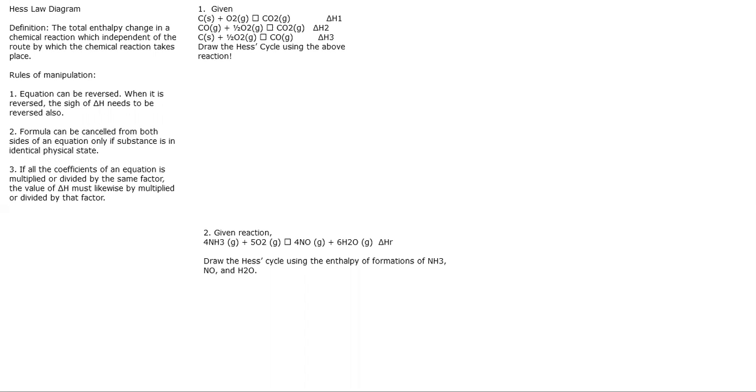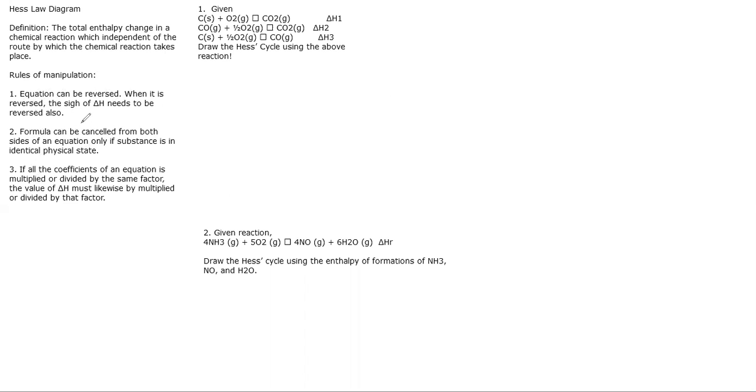Today I'm going to share with you Hess's law and the Hess law diagram. The definition of Hess's law is that the total enthalpy change in a chemical reaction is independent of the route by which the chemical reaction takes place. So you don't really care about the route, but you have to consider the first and last state. And in order to manipulate the Hess diagram, you have to consider three things.